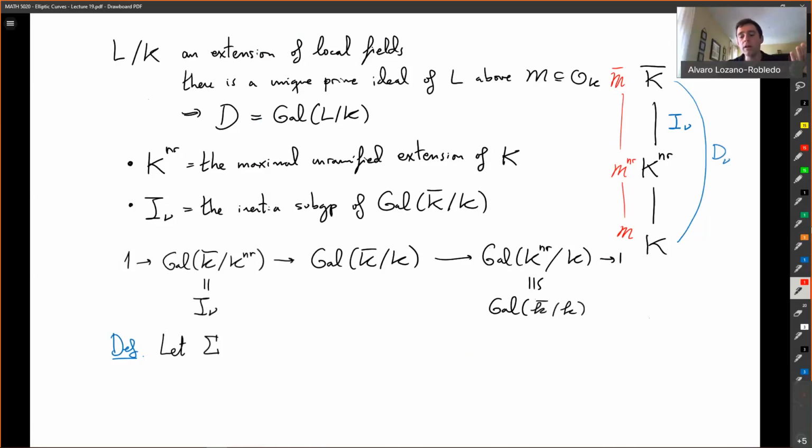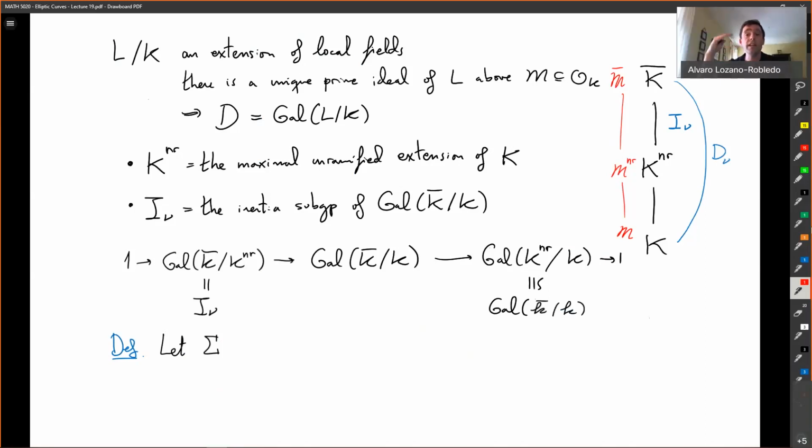But then if you look at what inertia does, it will be like what you said. It will be Galois elements such that when you act modulo the prime ideal, it's the identity. Okay, that makes sense.